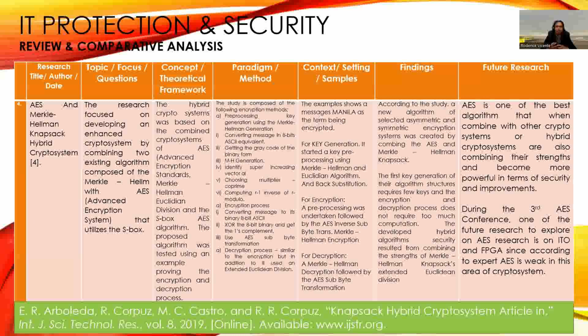One, nagkaroon tayo ng pre-processing with key generation using the Merkle-Hellman generation. On this pre-processing, we have number one na ginamit dito is converting the message to its 8-bit ASCII equivalent. After that, getting the Gray code of the binary form, the MHG generation, identifying the super increasing vector Ai, and choosing the multiplier coprime, and the other one, computing the R inverse of R modulo.